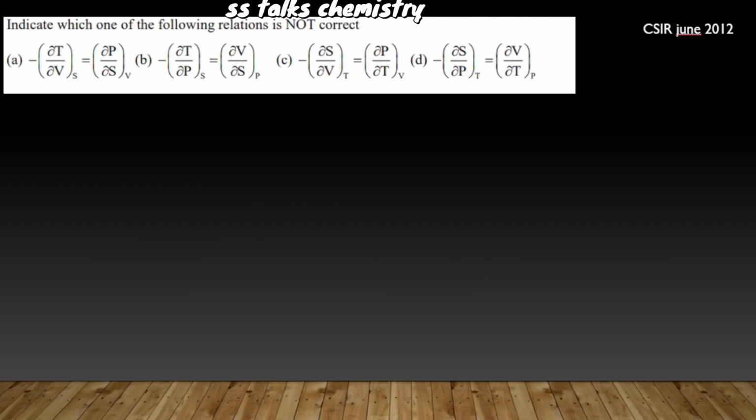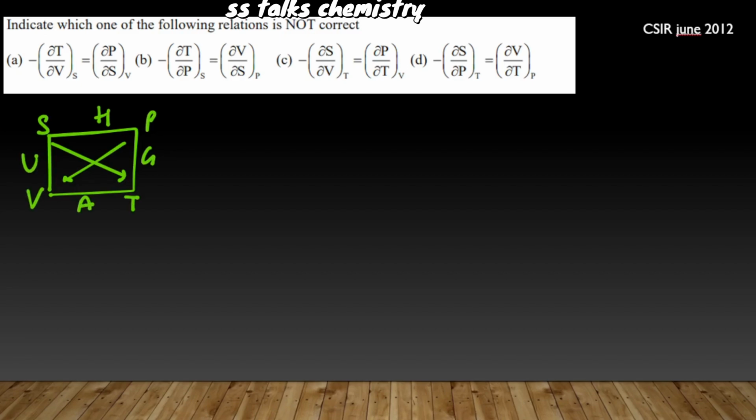Indicate which of the following relations is not the correct one. Okay, so again with the help of the Maxwell square we can do this. We have this plot, which is good, people have studied under very amazing teachers. Right, so the first variation is for del P by del V, so del T by del V.